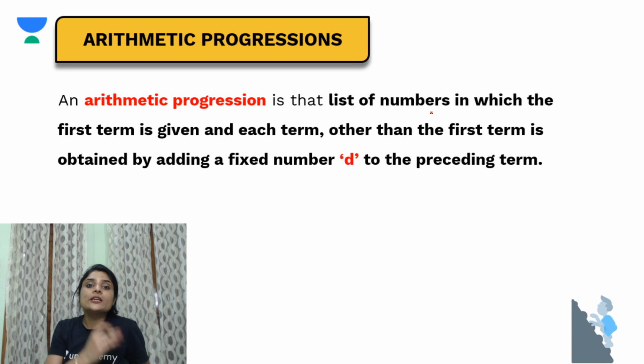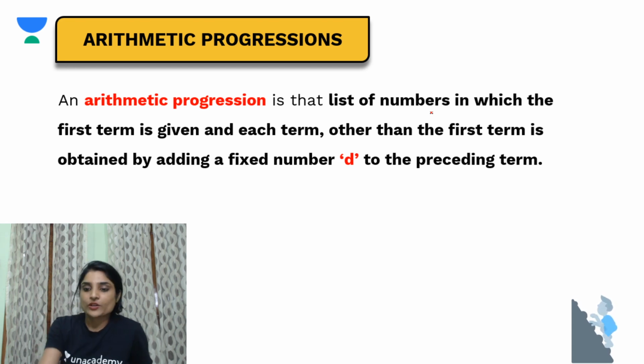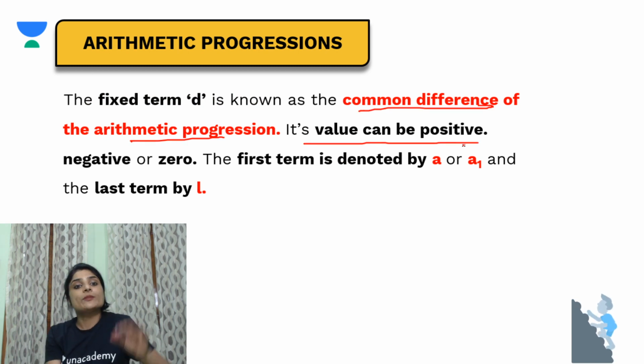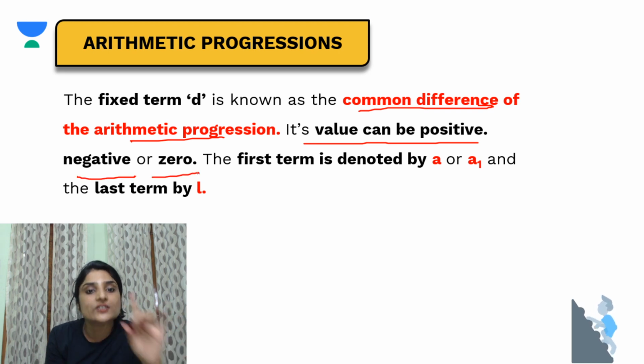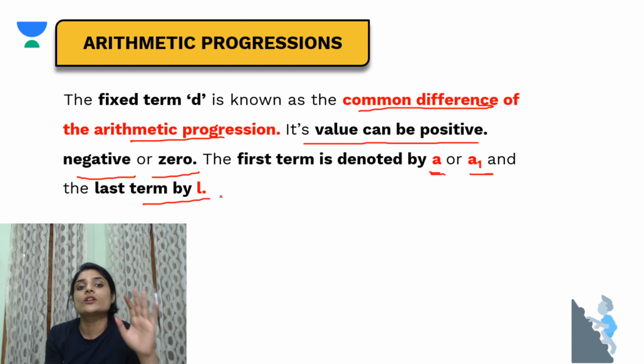So in an arithmetic progression, the difference of two consecutive terms always remains constant, and that constant is called the common difference. Here the fixed term d is known as the common difference of the arithmetic progression. Its value can be positive, negative or 0. The first term is denoted by a or a1 and the last term is denoted by l.